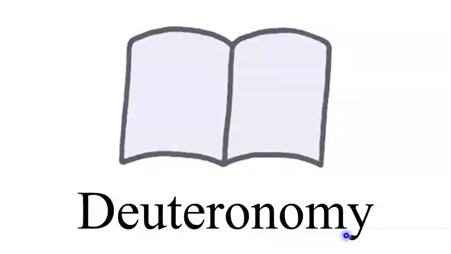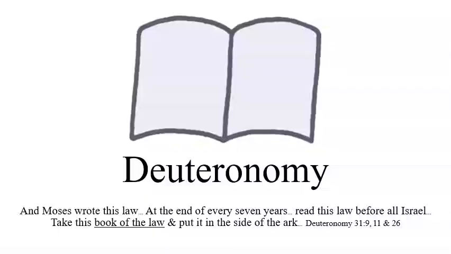The icon for Deuteronomy is the open book. And Moses wrote this law. At the end of every 7 years, read this law before all Israel. Take this book of the law and put it in the side of the ark.